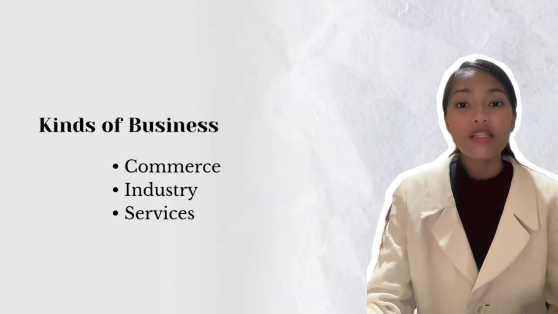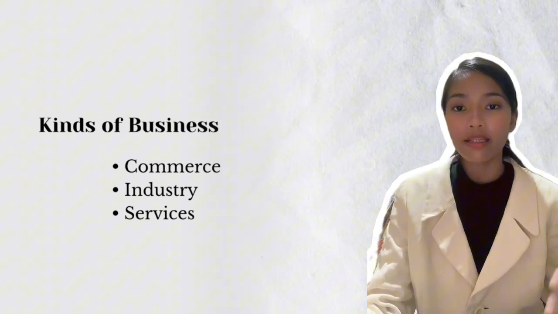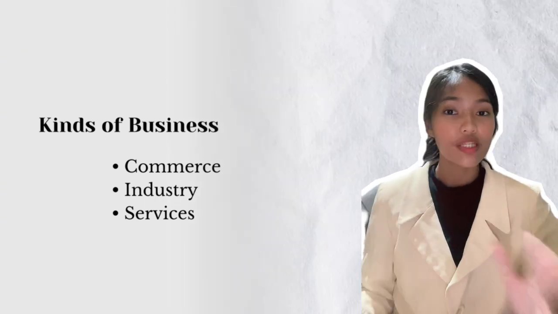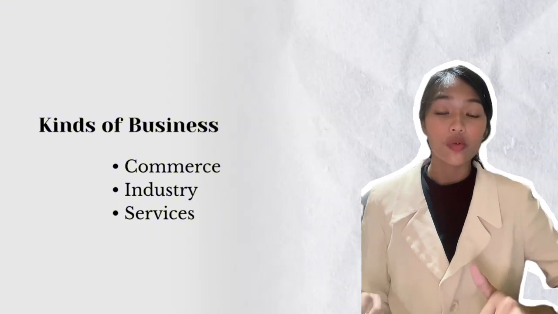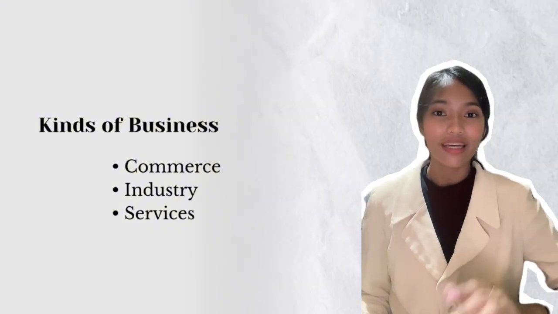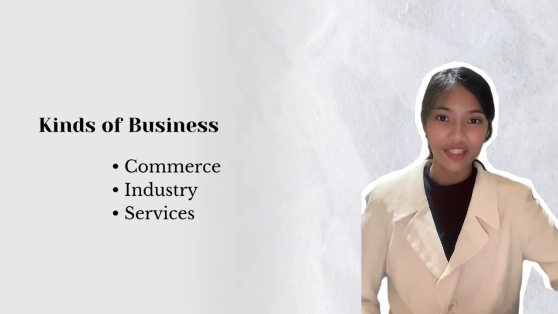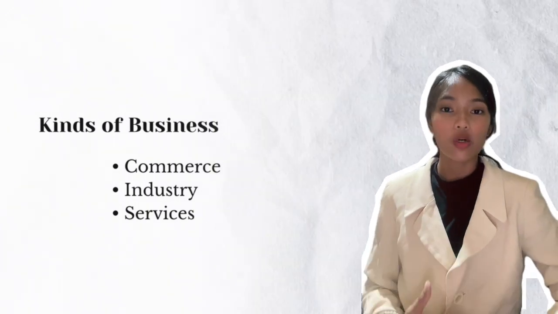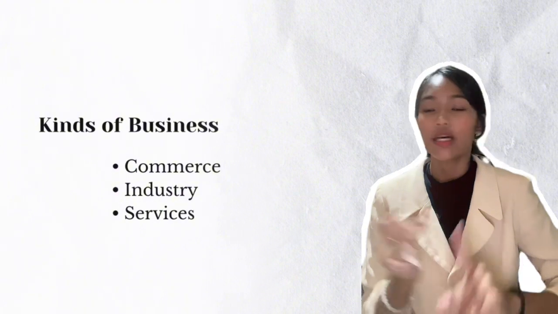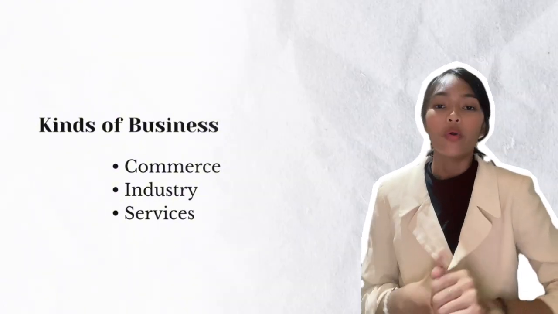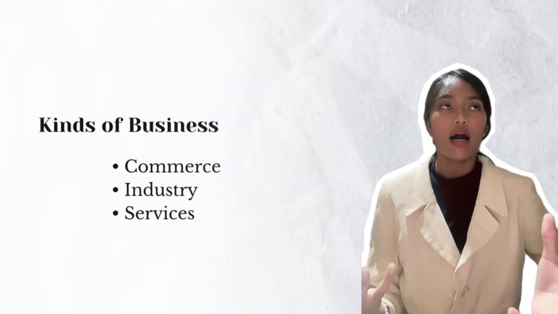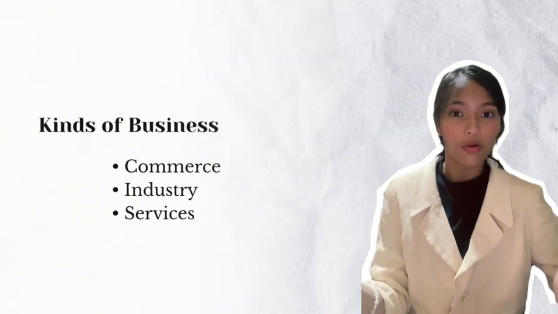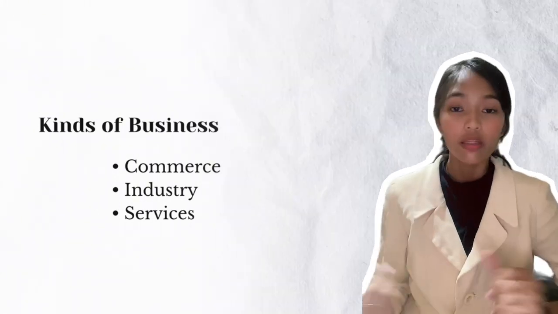So kinds of business consist of three main divisions, which are the commerce, industry, and services. So first up, we have commerce. It refers to the exchange of goods and services between the individuals, businesses, or nations. So, commerce is like a big store where things are bought and sold, whether it's clothes, gadgets, or groceries. When we say commerce, it refers to buying and selling actions that take place, just like your favorite store or online shop, right? Now, let's talk industry.